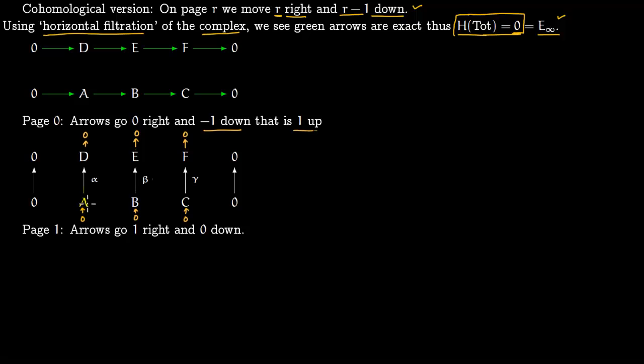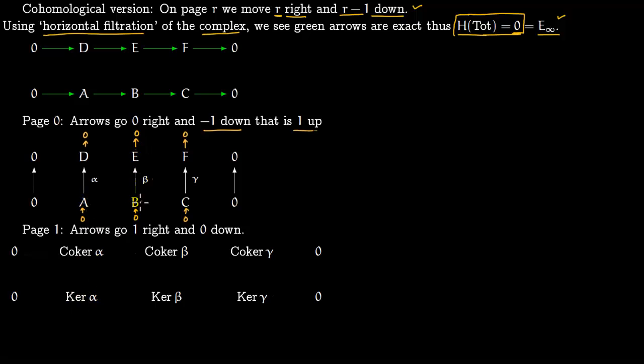So what is the cohomology here at A? The cohomology here is just the kernel of alpha, because you modulo out by the image of something coming in, which is just 0. What is the cohomology here? The cohomology here is the co-kernel of alpha, because the kernel of this map is D, and from D you modulo out the image of a map coming in, which is the image of alpha. So you get the co-kernel of alpha. So the cohomology here is the co-kernel of alpha. The cohomology here is the kernel of alpha.